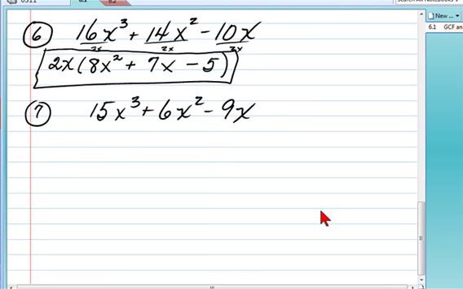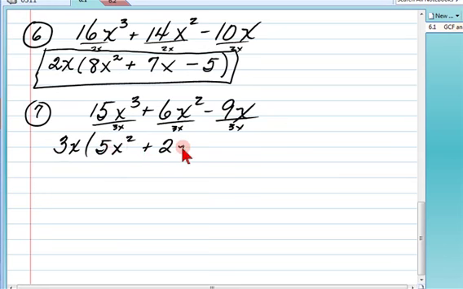All right, let's see about going on. What did you see as a numerical common factor between 15, 6, and 9? 3. Did you see a common variable? X. So I need to divide 3x out of all of those. That gives me 5x squared plus 2x minus a 3. And if you got that, then you've got it.